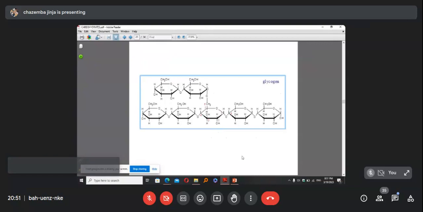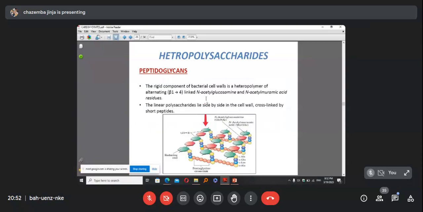This also is the pictorial view, the picture showing the arrangement of glycogen. We have the linear alpha 1,4 linkages, and the alpha 1,6 branch points when making the branching. That's the amylose and glucose.